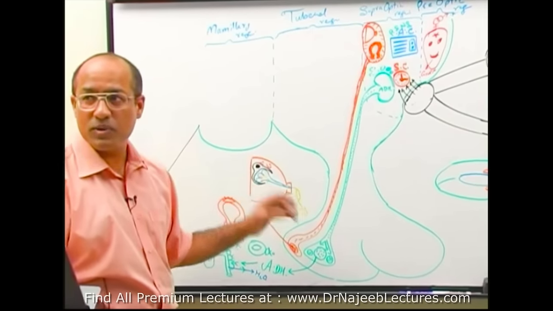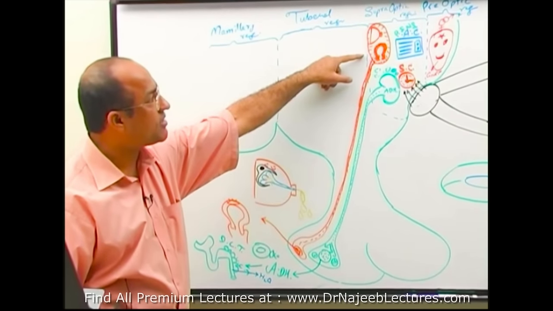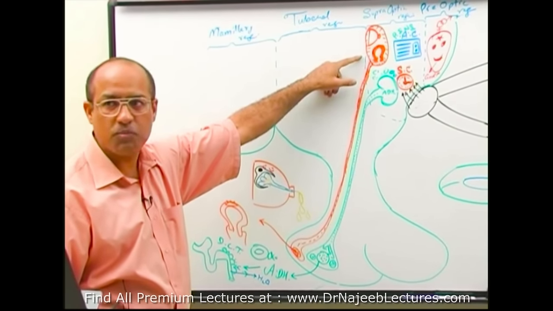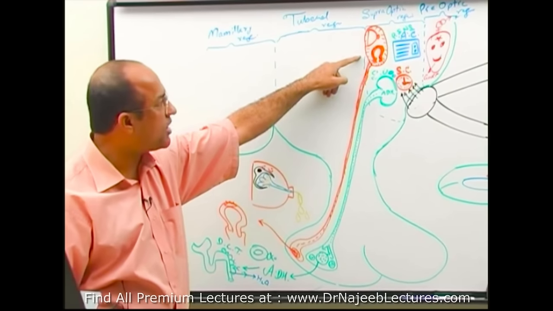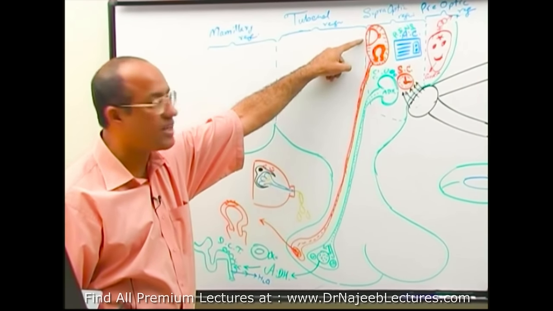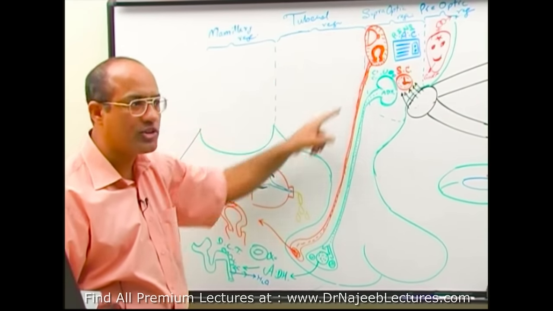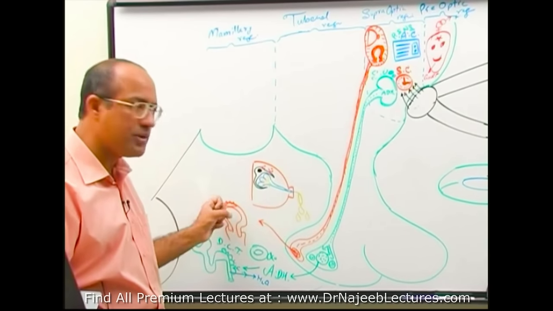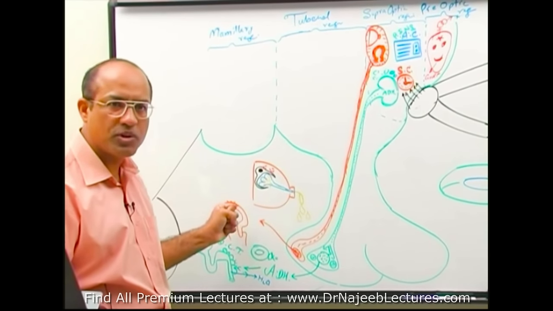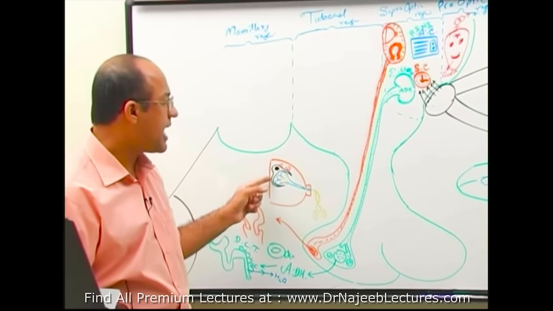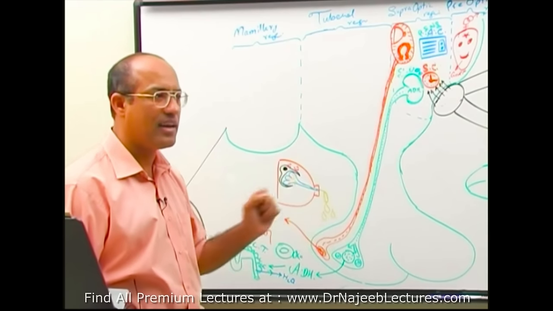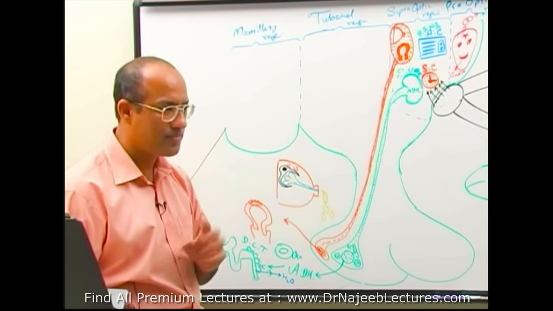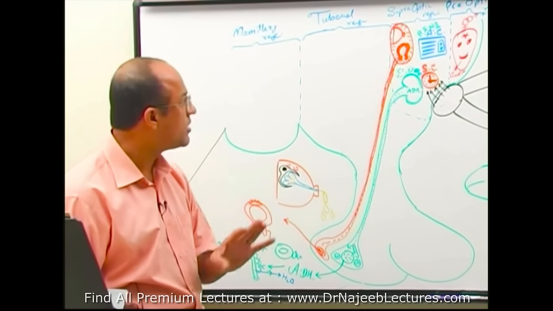So now what we can see is that this nucleus, which nucleus is it? Paraventricular nucleus. Paraventricular nucleus can release oxytocin, which can help in uterus contraction just before the labor onset and help the milk let down. Is that right? Any question up to this?